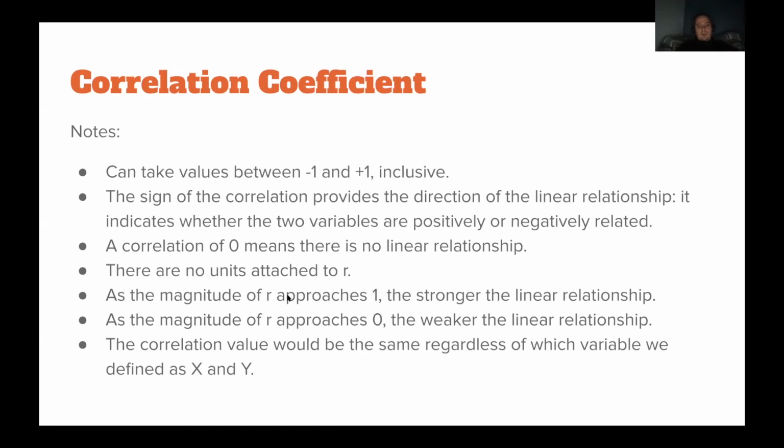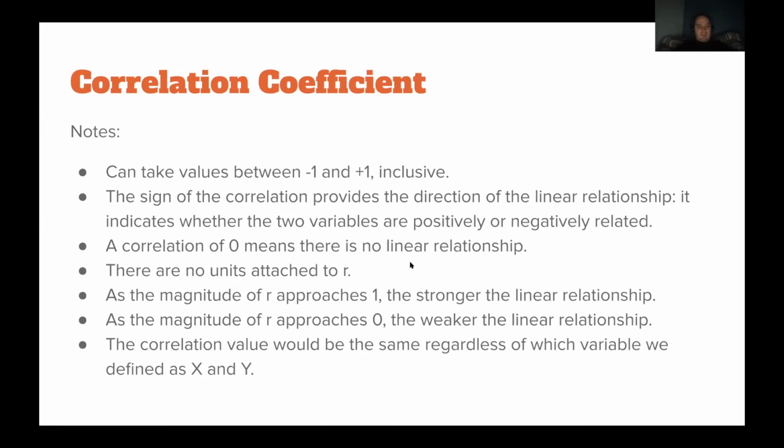As the magnitude of R approaches 1, the stronger the relationship. By magnitude here, I mean the absolute value, so it doesn't matter if it's negative or positive. As soon as the magnitude is reaching 1, so either close to -1 or close to 1, then the stronger is the relationship. Even if it's negative, you can have a strong negative relationship as long as one thing goes up consistently when the other one goes down.